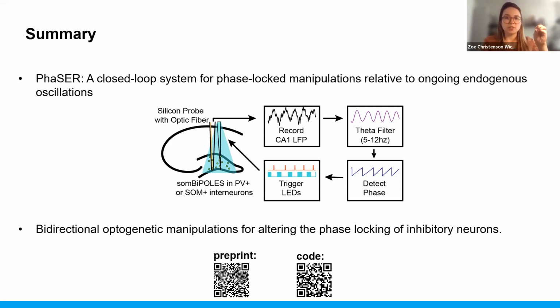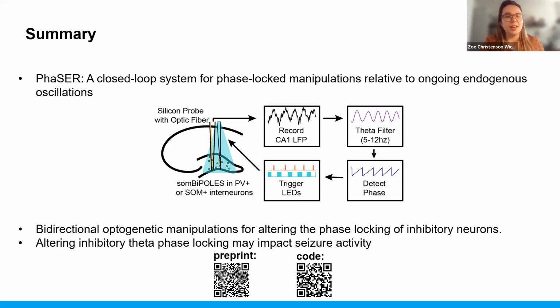And this is a good moment to mention that while the preprint doesn't actually mention those bidirectional manipulations, the PhaSER code that's on GitHub is fully up to date with options for those manipulations. And finally, I shared some promising preliminary data suggesting that theta phase locking may impact the emergence of seizures.